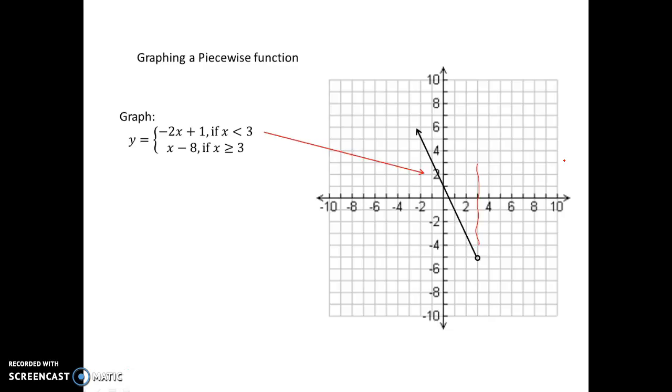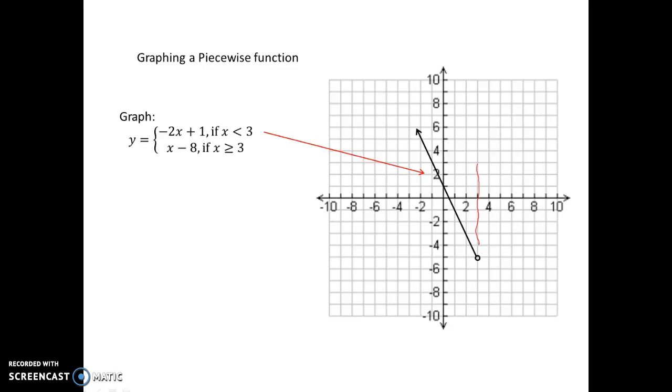So it has a y-intercept of 1, and the slope is -2, so we go down 2, right 1, down 2, right 1. Notice the open circle at the end of that line. That's because on this line, and on x equals 3, that value doesn't exist because its x is less than 3. Okay? So that's how you graph the first part.